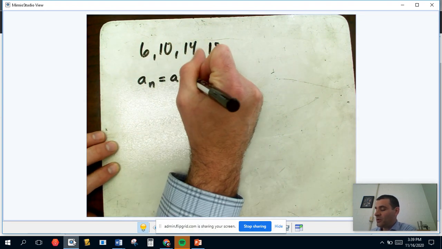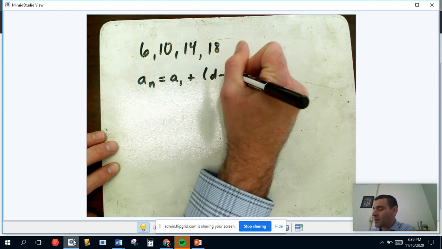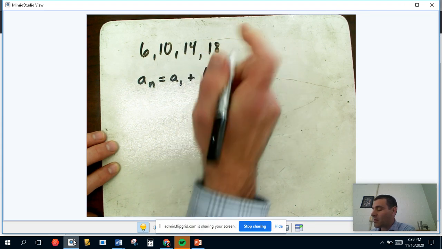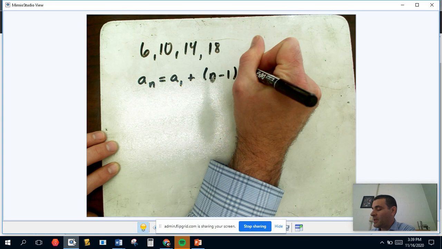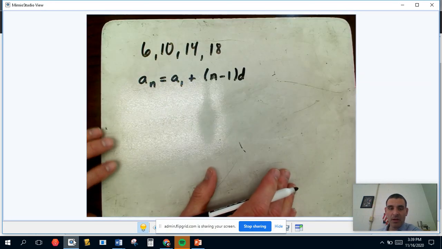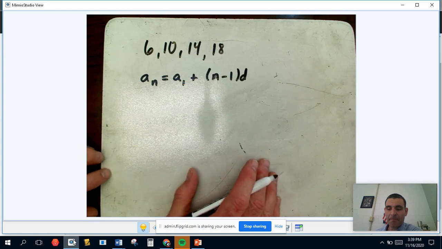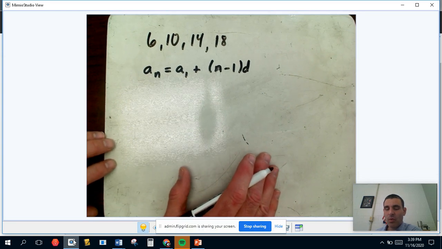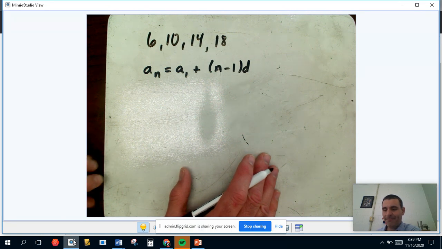Probably the easiest way to do the explicit rule is just to write down the formula. This is the formula as given on the Georgia EOC study guide. Anything that has an N, just leave it alone. We want to fill in A sub 1 and D.